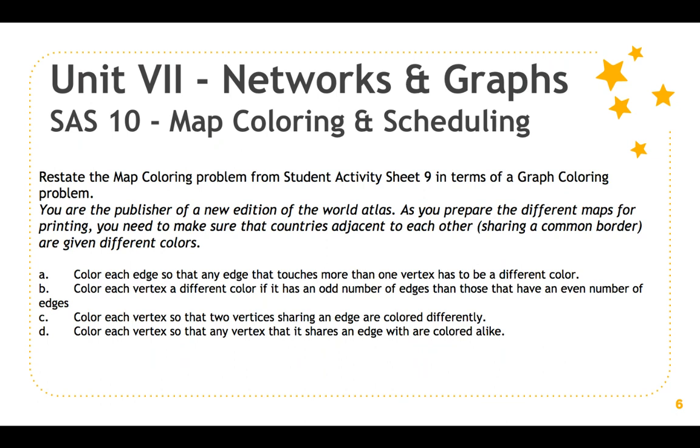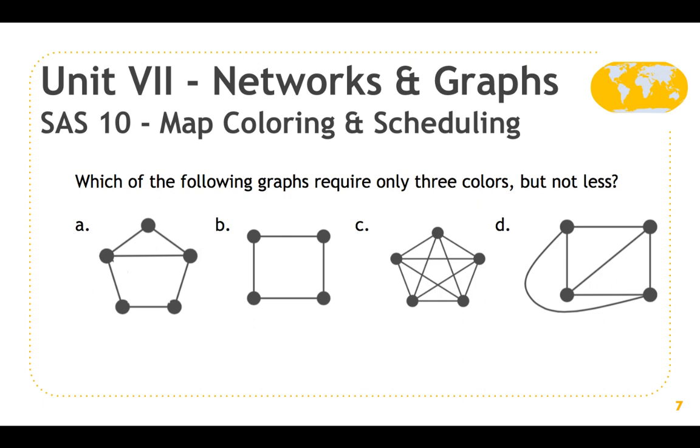How about D? Color each vertex so that any vertex that it shares an edge with are colored alike. No, we don't color regions the same color on the map, do we? It makes it a little difficult. All right, which of the following graphs require only 3 colors but not less?